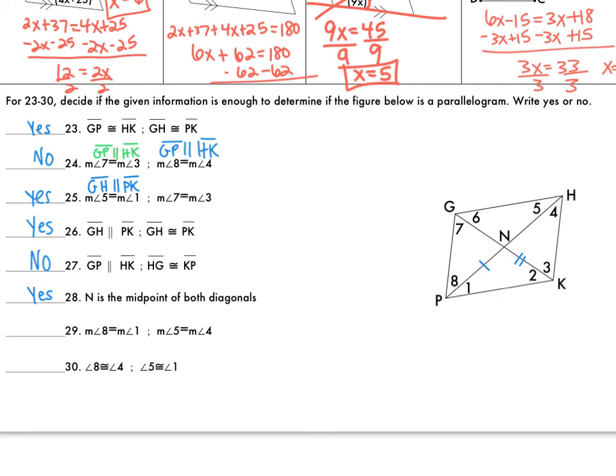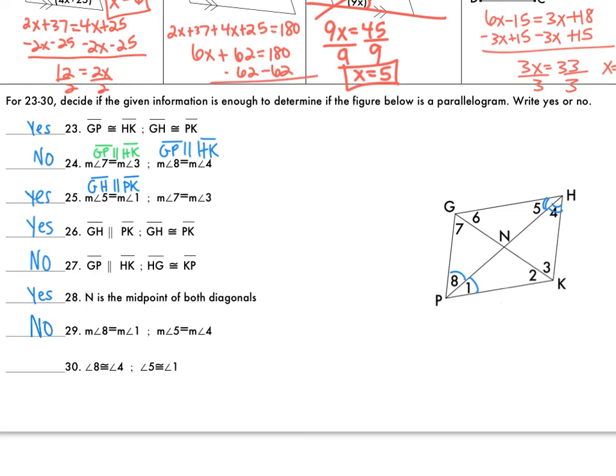All right, next one. We know that the measure of angle 8 is equal to the measure of angle 1. And I know that the measure of angle 5 is equal to the measure of angle 4. So that tells me that the diagonal bisects both of the angles. However, that's not enough information because these actually have to be congruent to each other, and I don't know anything about these two. So that is not going to be enough information. So no.